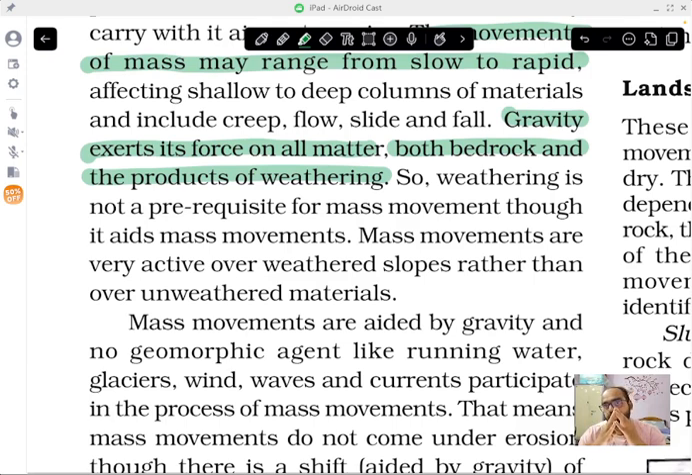Gravitational force can be exerted on a bedrock also, and gravitational force can be present on a weathered rock also. So whether the rock is weathered or not, gravitational force still acts on it. So weathering is not a prerequisite for mass movement to happen. Why? Because gravitational force can act on a weathered rock and also on a bedrock. That is, the rock that is not weathered is called a bedrock.